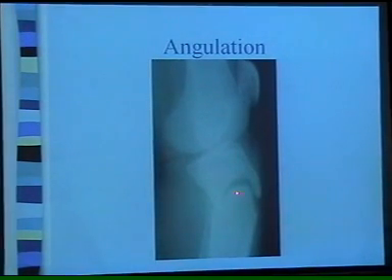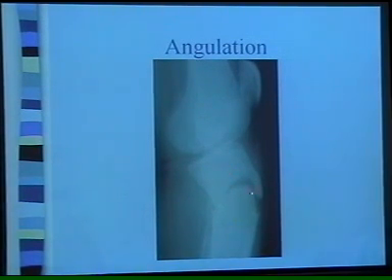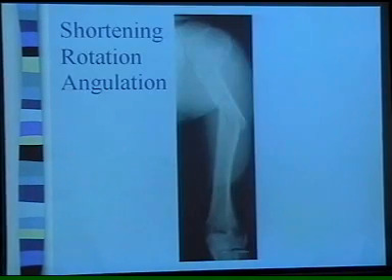Another example of a fracture, there's an angulation. So it's a fracture of the proximal tibia, junction of metaphysis and diaphysis. There's an angulation at the distal fragment dorsally. Distal fragment is backwards. So we call it an anterior angulation.